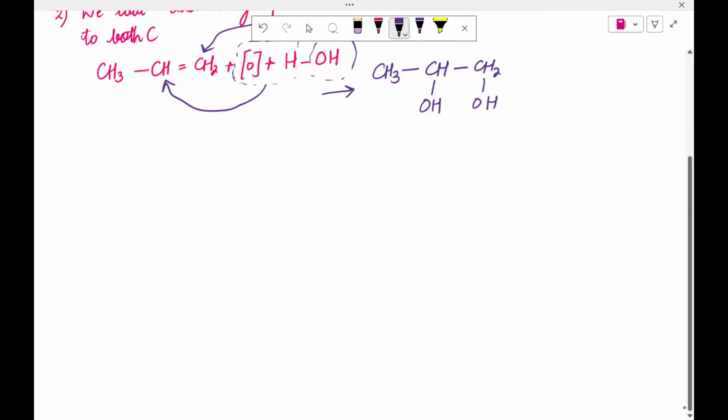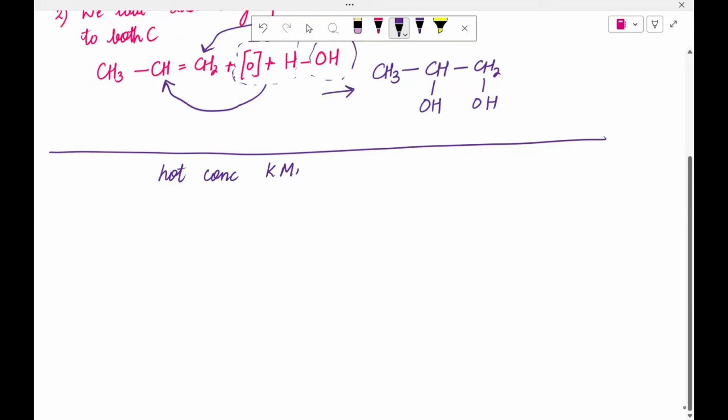First of all, for this hot concentrated KMnO4, there are some rules. What are those rules? First is that both pi and sigma bond will break.